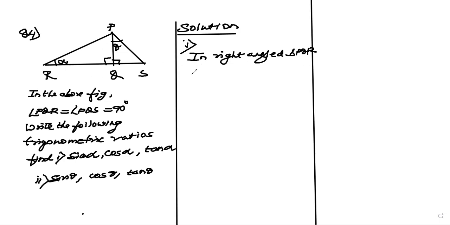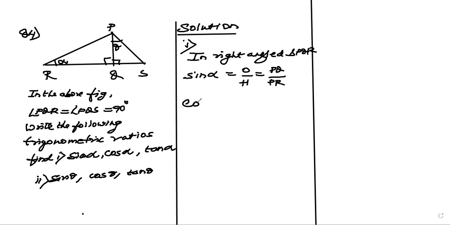Now first one, sin alpha you want. Sin alpha, sin is O, opposite upon hypotenuse. So for that alpha, which is the opposite side in the right angle triangle PQR? The opposite side is PQ, and which is the hypotenuse, children? You can see PR is the hypotenuse, so PQ upon PR.